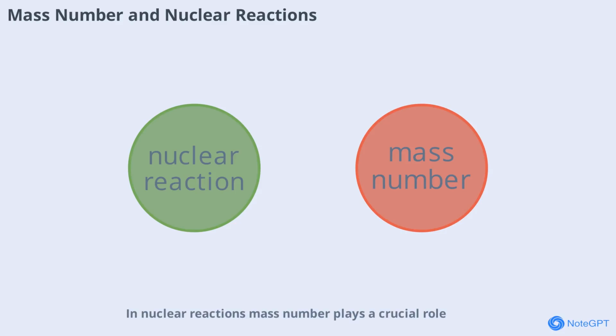In nuclear reactions, mass number plays a crucial role. During reactions like fission or fusion, the mass numbers of the reactants and products must be balanced. This helps scientists predict the outcomes of nuclear processes and ensures the conservation of mass and energy in these powerful reactions.